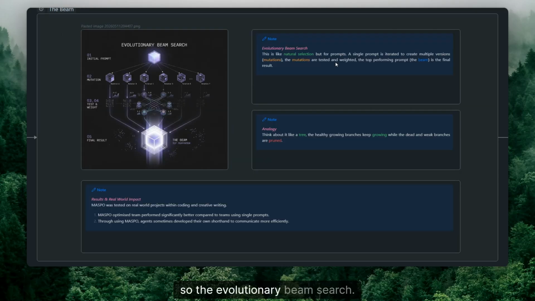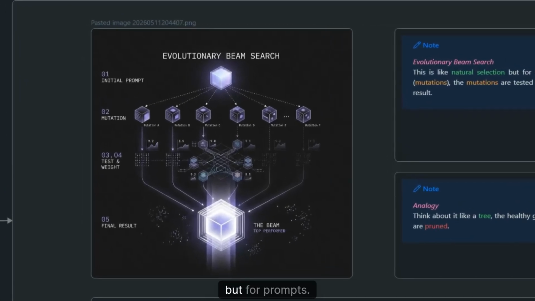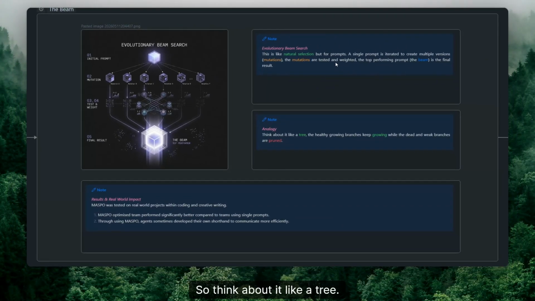Okay, so the evolutionary beam search. The research paper described that final prompt as the beam. It is the final source of truth. Again, just flip it back into biology mode. This is like natural selection, but for prompts. A single prompt is iterated to create multiple versions, mutations, and these mutations are tested and weighted. The top performing prompt, the beam, is the final result. So think about it like a tree. The healthy growing branches keep growing, while the dead and weak branches are pruned off.